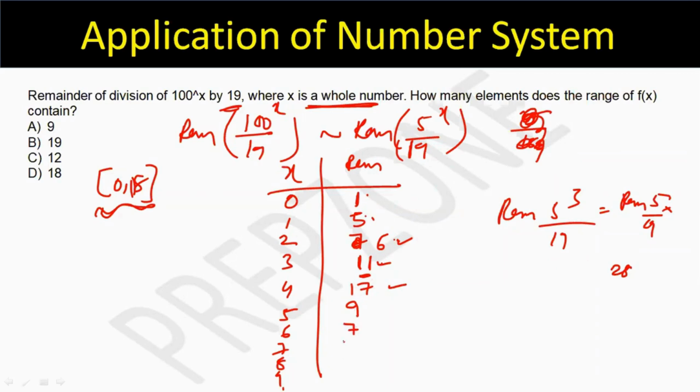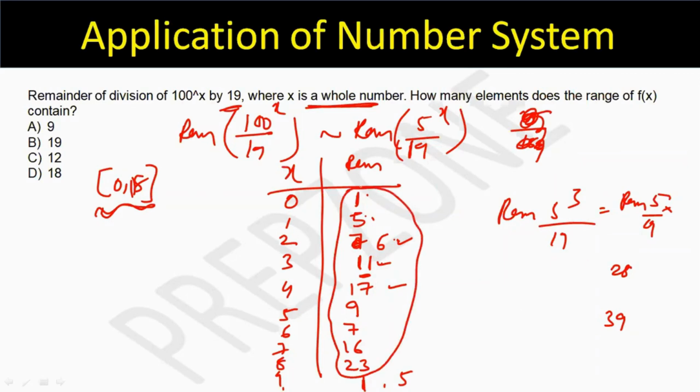9 plus 7 is 16. 16 plus 7 is 23. 23 plus 16 is 39. 39 is nothing but 1. So now you can see that this entire cycle will just keep on repeating. 23 plus 1 is 24. 24 is nothing but 5. So अब ये पूरा pattern वापस repeat हो जाएगा 1, 5, 6, 17 and so on and so forth.